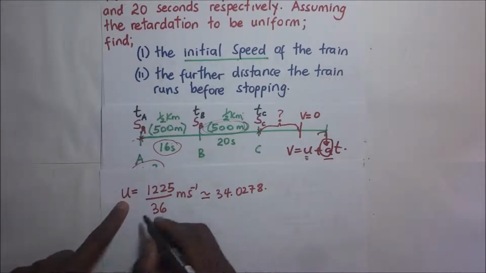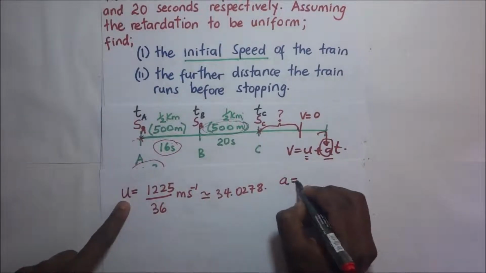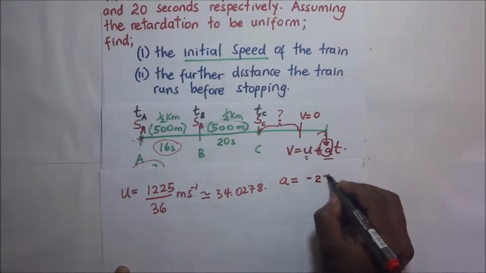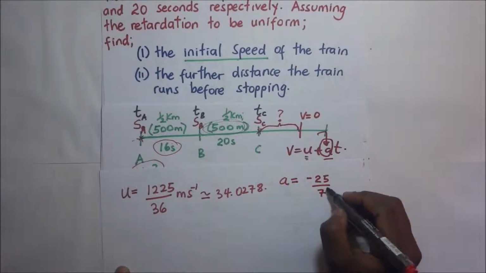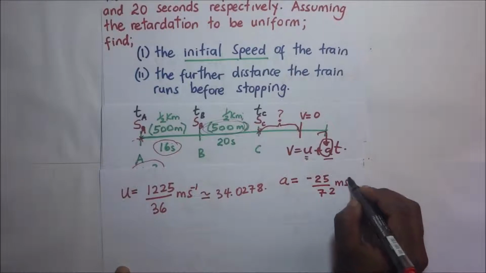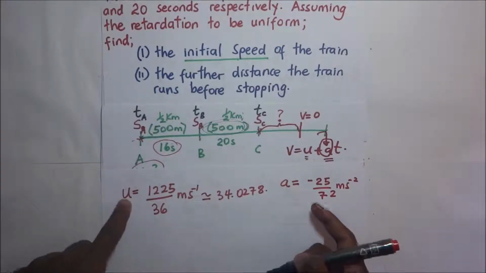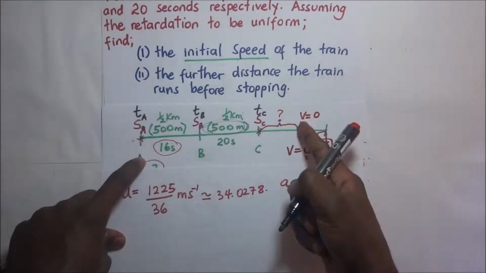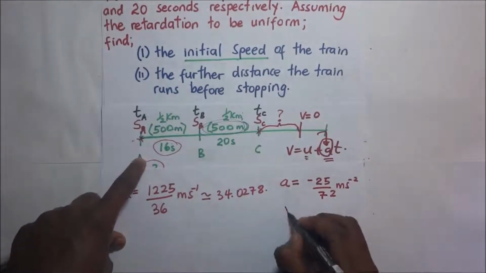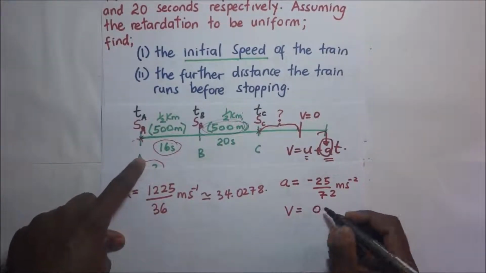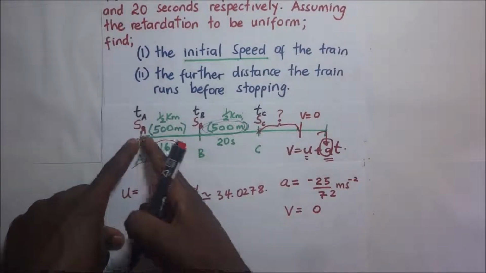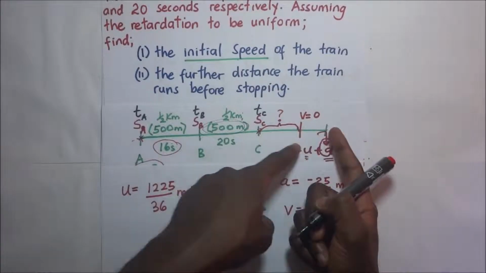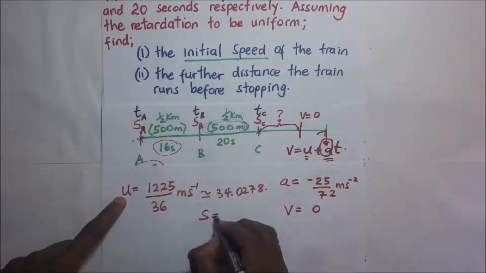That's the initial velocity. We already got our retardation as negative 25/72, in meters per second squared. So we know that our final velocity when it comes to rest has to be 0, and our task here is to find the whole distance so that we are able to get the further distance it travels before it comes to rest. So we need to get our value of s.